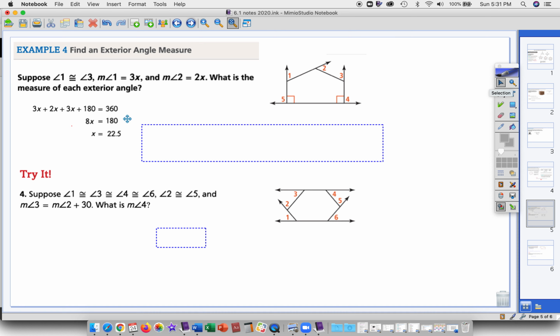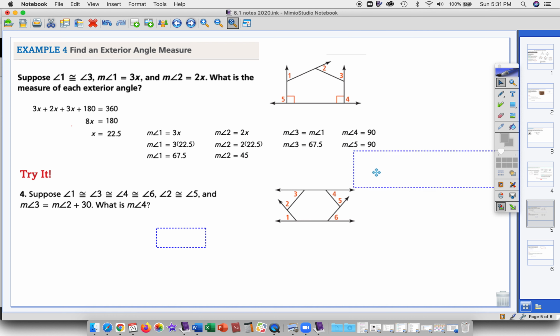So again, if we're talking about exterior angles, we know that sum is 360 degrees. We can take what we're given, set that sum equal to 360, solve for x, and then we can use that x value to come up with the measures. For number 4, we're asked what is the measure of angle 4. Hopefully you came up with 70 degrees.